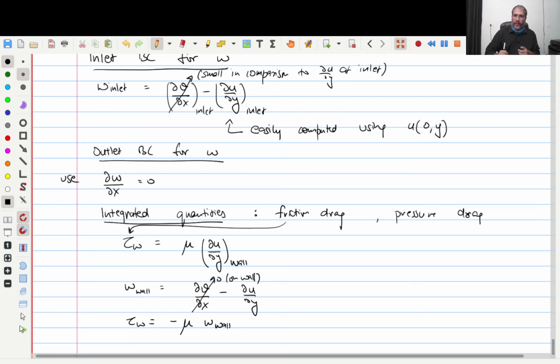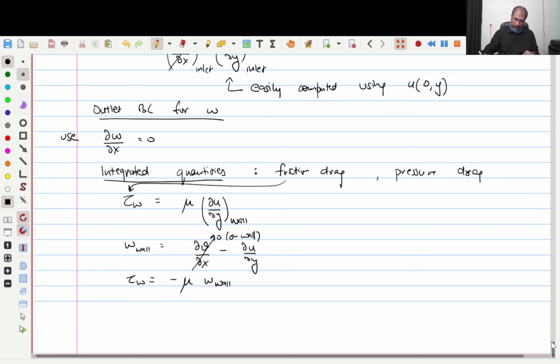Okay, so omega on the wall is something that we have calculated as a part of the solution, so we can use that to calculate the wall shear stress. We just supply the value to get the expression for wall shear stress, and that can be integrated over the surface.